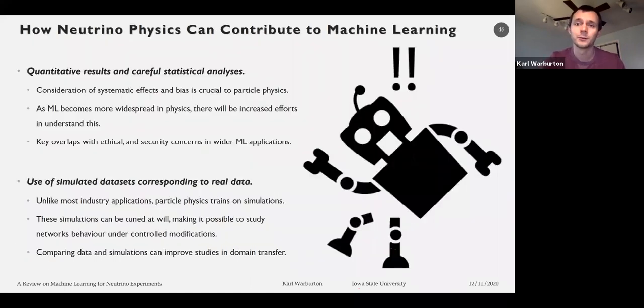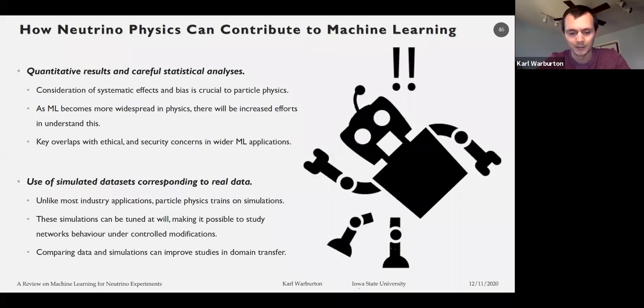How can physics contribute to machine learning? So, as I've tried to say, some of the quantitative analysis that we do of our machine learning algorithms, like what we do in Nova, will be really crucial because physicists are natively trying to understand all of this bias that we have, and as it becomes more and more widespread, we're going to be really pushing the boundaries of this. This is particularly important as machine learning creeps into everyday life more and more.